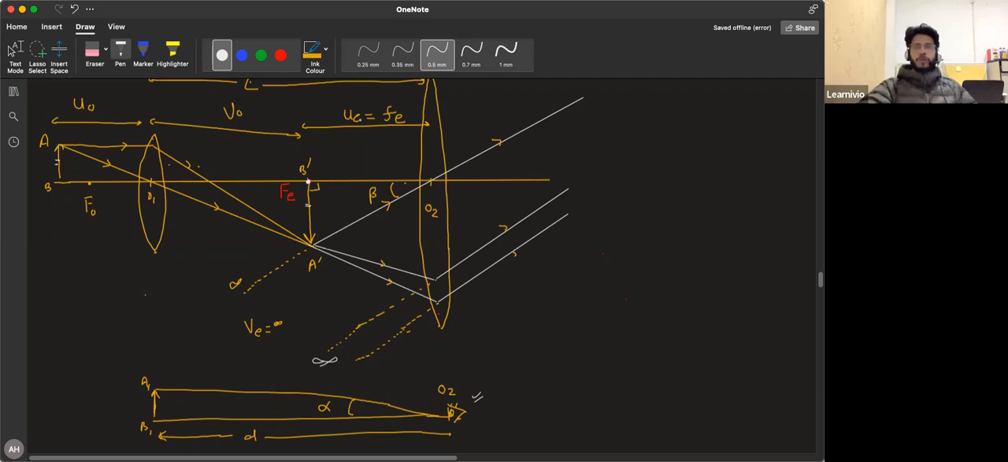Tell me once you have written. I will just scroll down. We'll do the telescope also. First, we will finish all derivations. All derivations are just of the same pattern. Then we'll do the numericals on optical instruments.